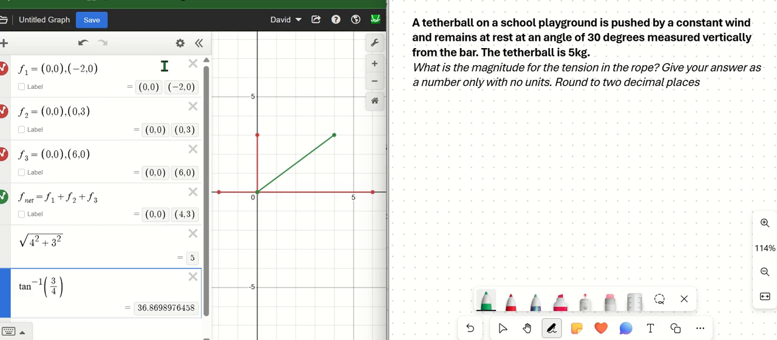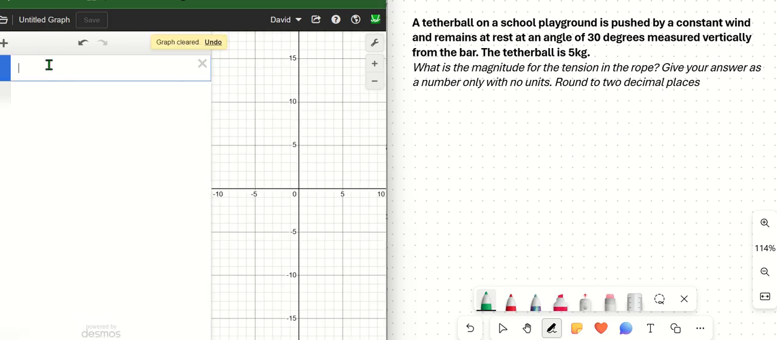This is our word problem right here, and it tells us that a tetherball on a school playground is pushed by a constant wind, and it remains at rest at an angle of 30 degrees measured vertically from the bar. The tetherball is 5 kilograms, and we want to know what the magnitude for the tension in the rope is.